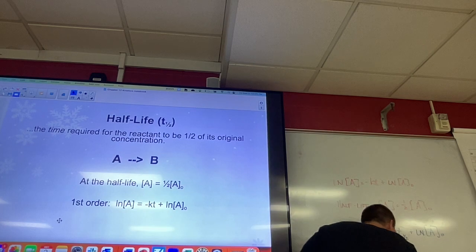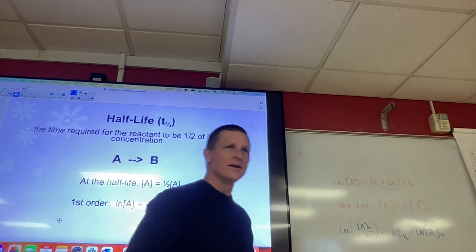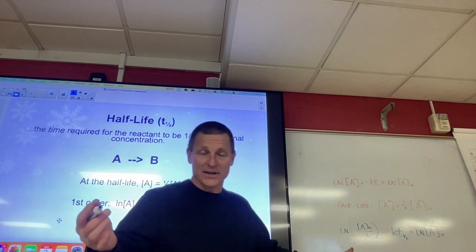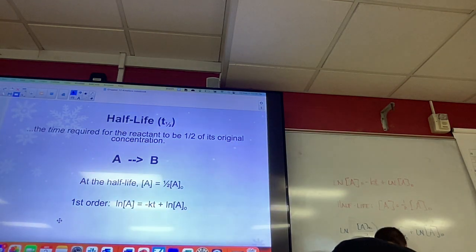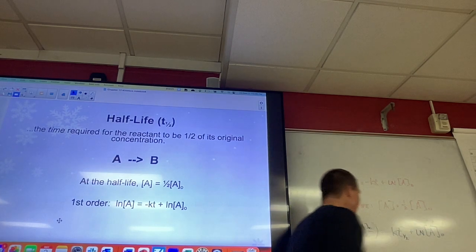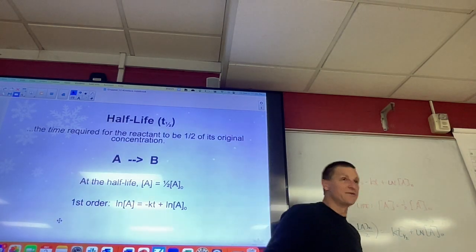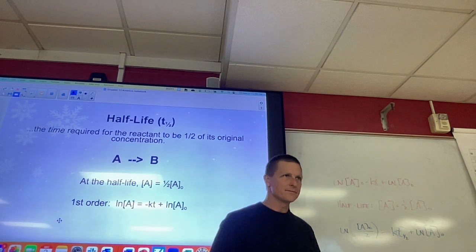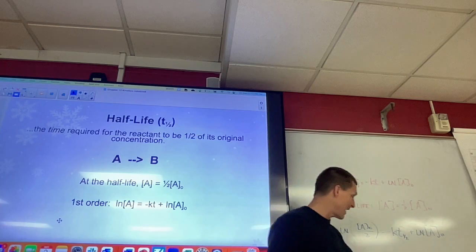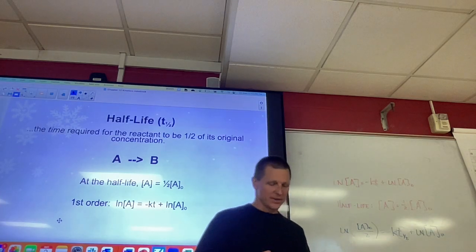I'm again trying to solve for this t1/2. Divide out the k, and divide out the negative sign. We've got negative on the left and negative on the right. Okay, so this is very simple. The half-life is ln 2 over k. ln 2 is a constant value, so it's real simple to calculate.